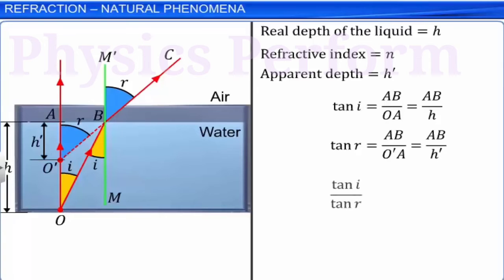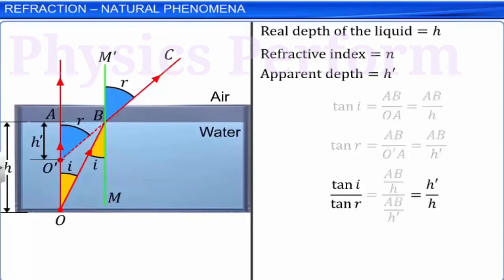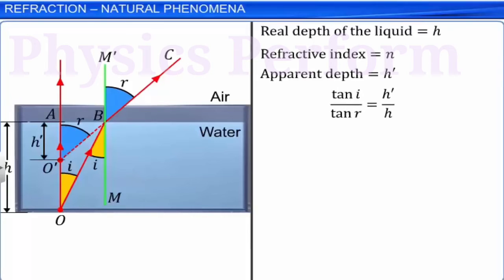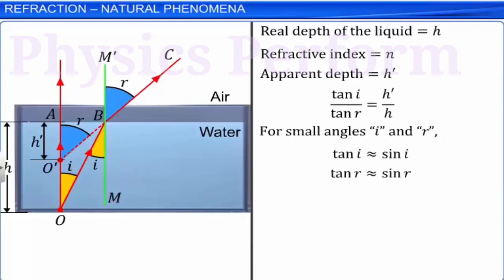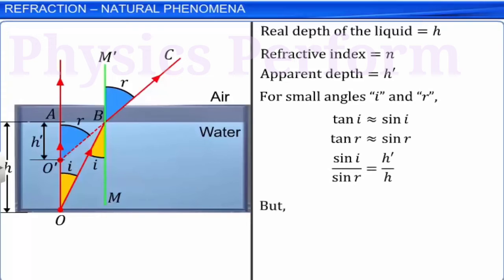Since the two points A and B are close to each other, angles I and R are very small. Hence, tan I and tan R are approximately equal to sin I and sin R. But according to Snell's law, sin I by sin R is equal to 1 by n. Therefore, n is equal to h by h'. Or, the refractive index is equal to real depth by apparent depth.